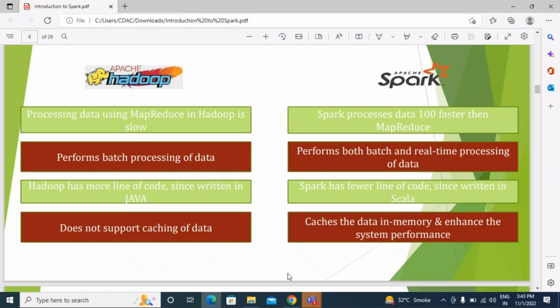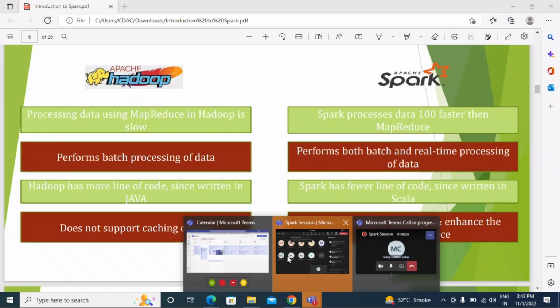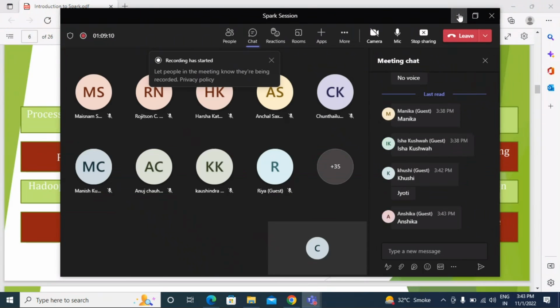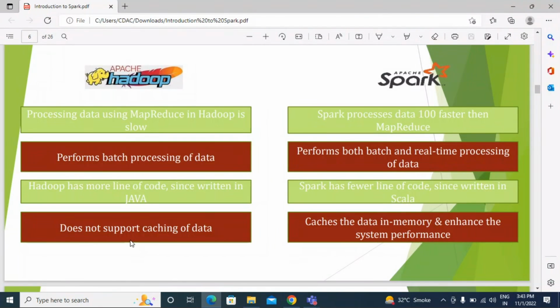MapReduce does not support caching of data. Let's say you want to store a particular stage of your processing. If you are doing MapReduce programming and you want to store the intermediate key-value pairs after the map phase somewhere, like an archive, so that for any future reference or future use you can use that particular stage of data, that is not possible in the case of MapReduce.